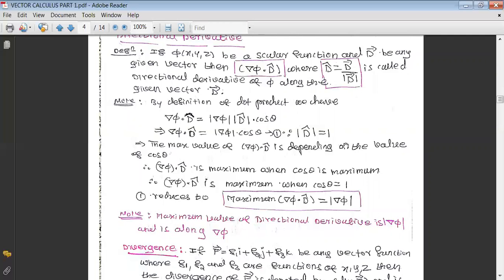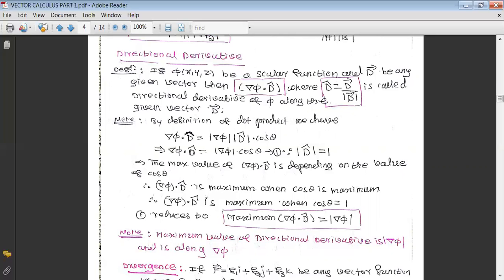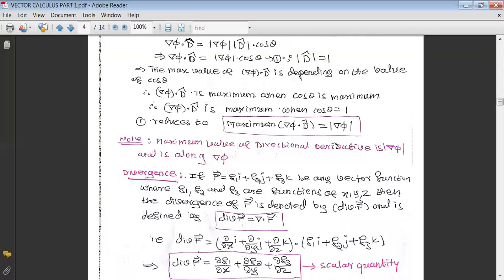This is one important result. If we remember how we define the directional derivative, that is enough to solve the examples. We have to remember when the directional derivative is maximum and what its maximum value is. The directional derivative of a scalar φ in a given direction d is nothing but the dot product of ∇φ and d cap, the unit vector in that direction. That we have to keep in mind.